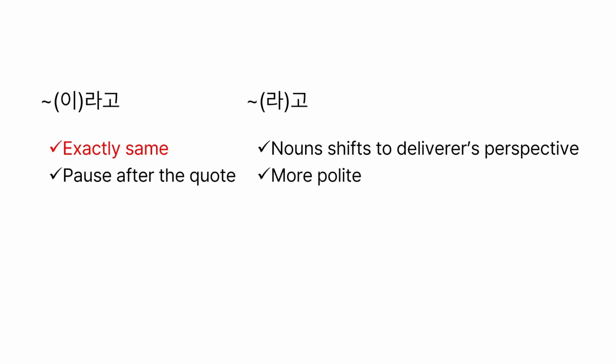Usually something 이라고 is used when you didn't understand the spoken words, so you can't convert them from your perspective, or when you need to convey the exact utterance. Let me show you some examples.